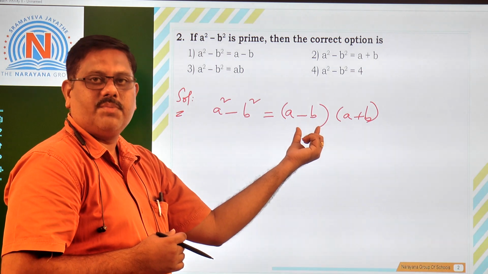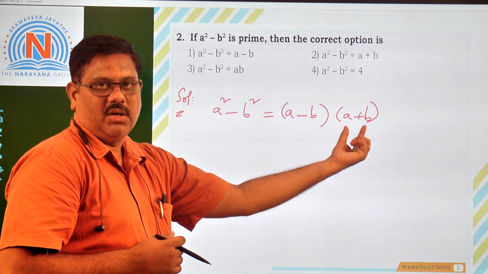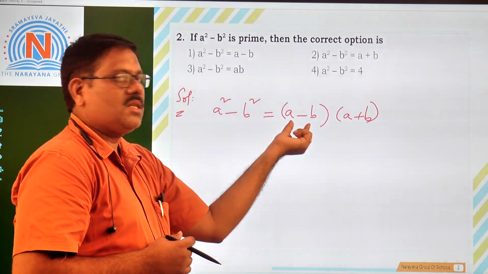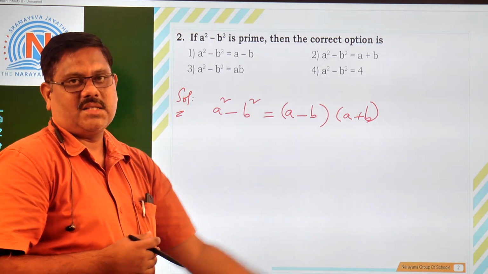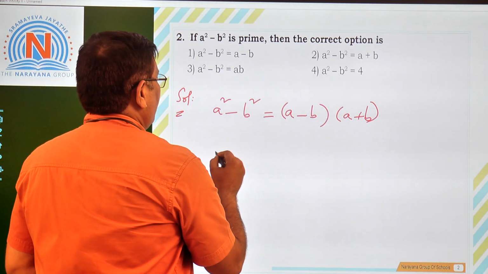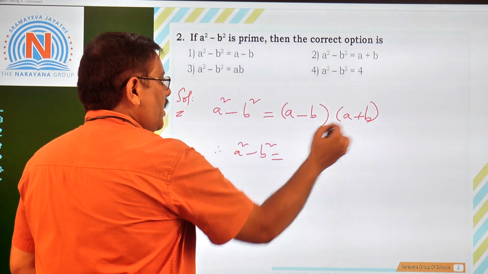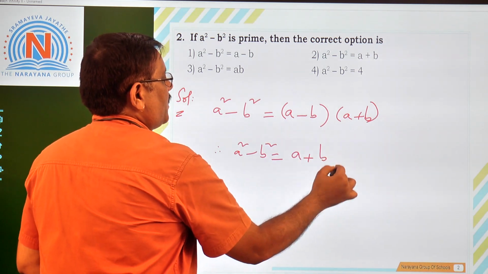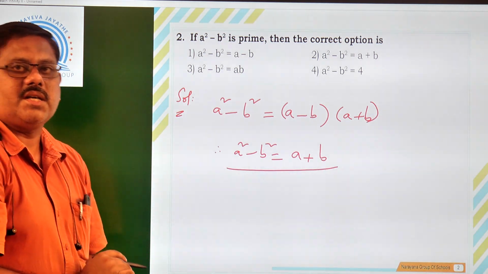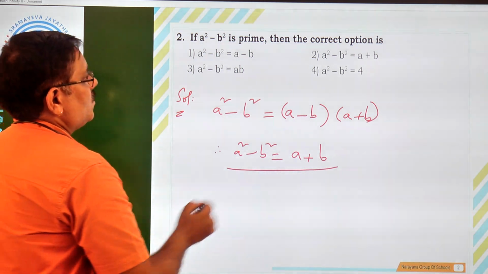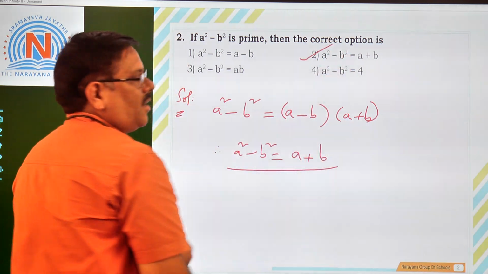So obviously a minus b will be 1, because a plus b cannot be 1. It will be more than 1. So a minus b is 1 and a plus b is the resultant prime. Therefore a square minus b square is a minus b, which is 1, into a plus b. So it is a plus b. So a square minus b square is equivalent to a plus b. So in this the right option is the second option.